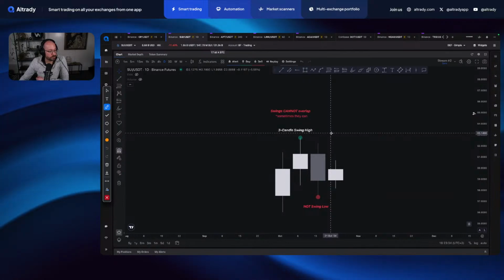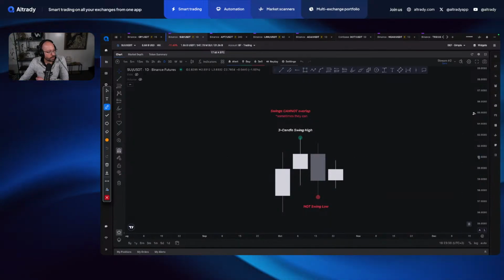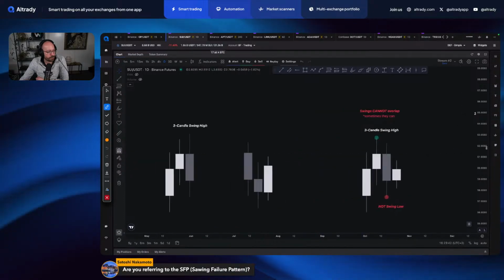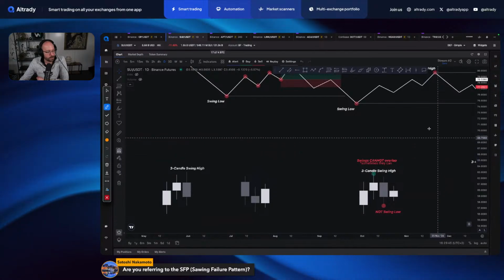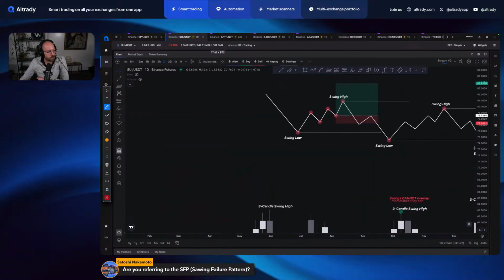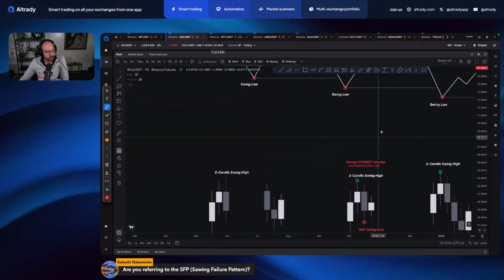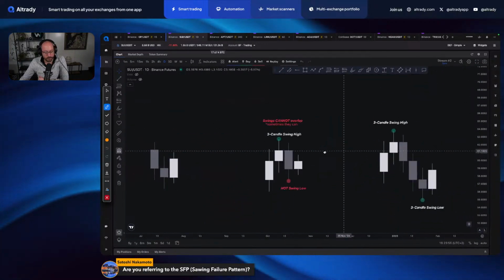Someone is asking, are you referring to the SFP, swing failure pattern? Is that a familiar term for you? Yeah, swing failure pattern. It's also used in smart money as well. So yes, is the answer.